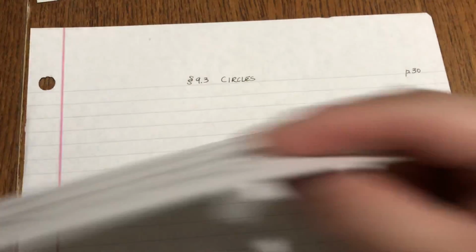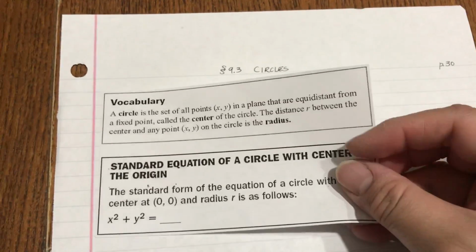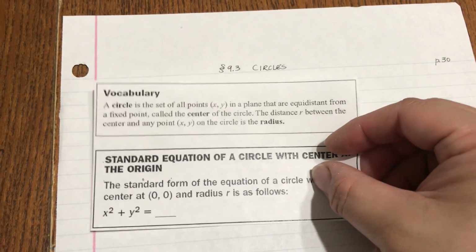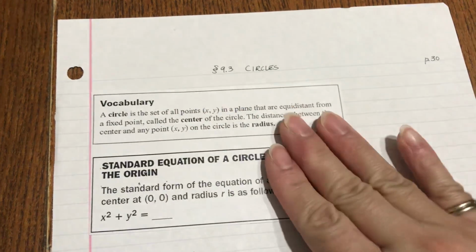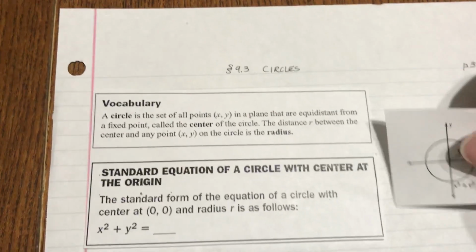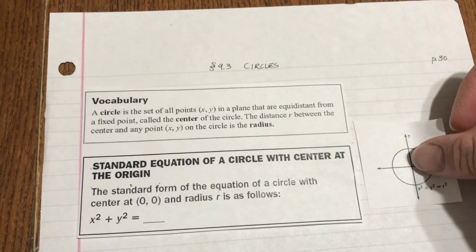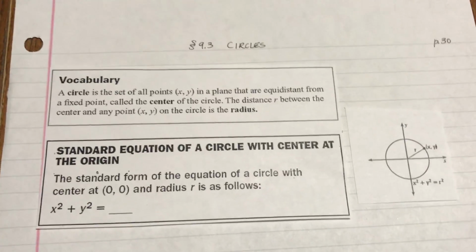What you want to do first is take this piece of information from your notes. You don't have to separate these two. Go ahead and glue them down like so. The vocab and the standard equation. All right. Also, accompany this with the picture image of a graph of a circle. So go ahead and cut this one out from your information and glue it down.